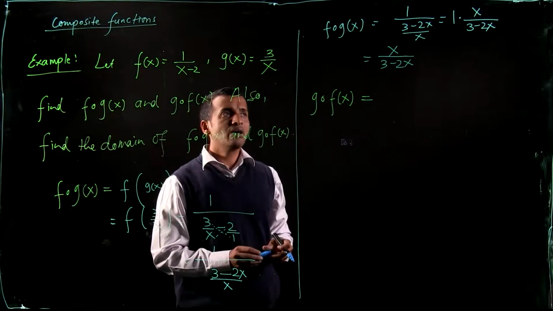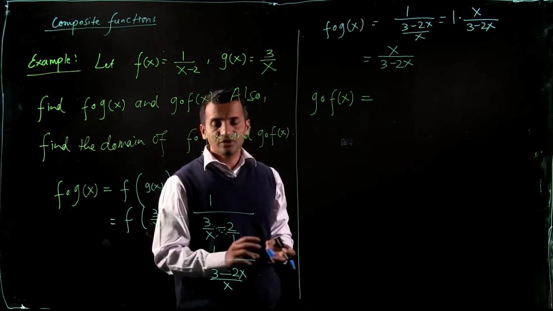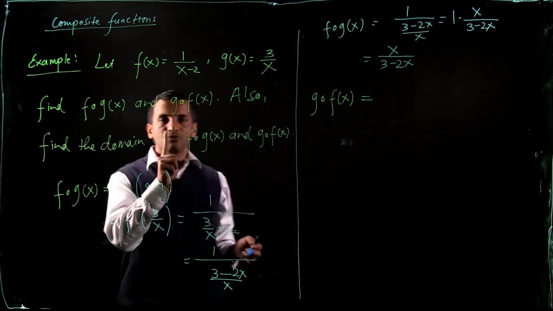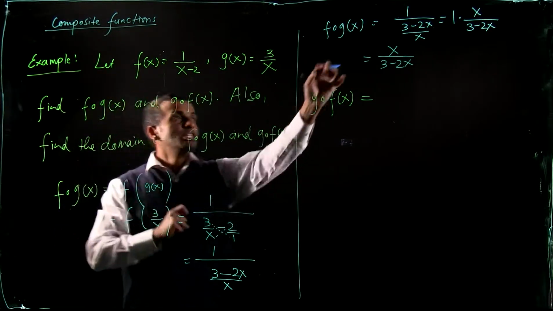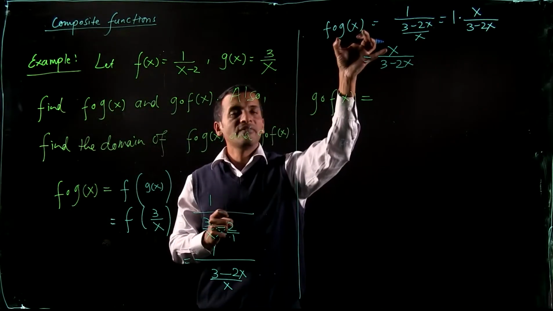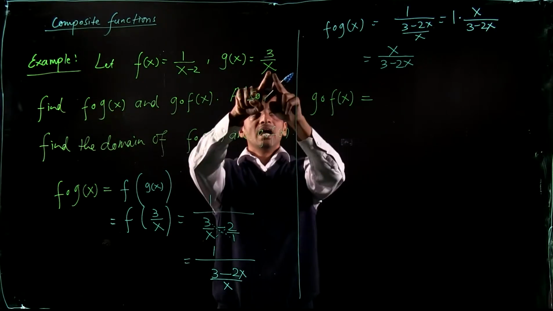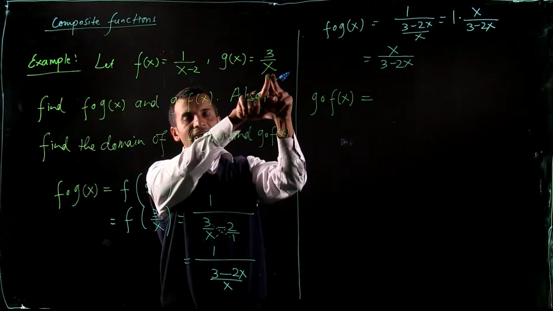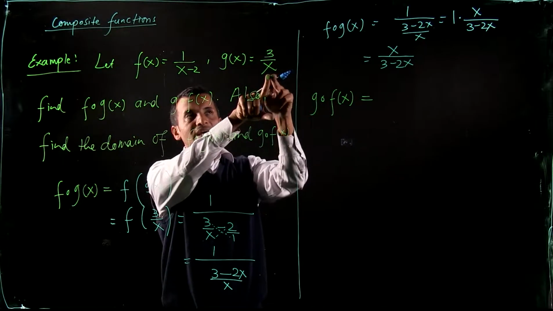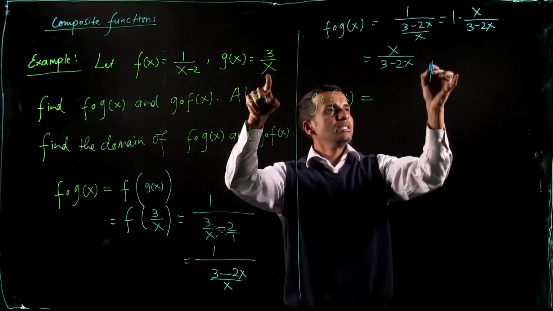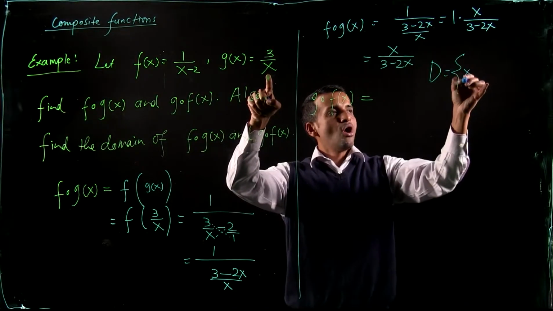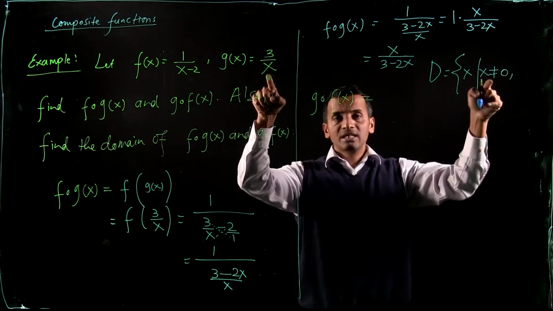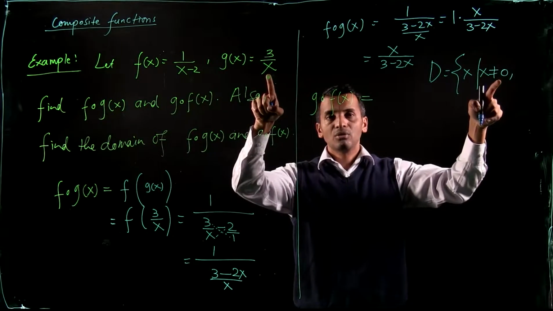Now you want to find out the domain of the composite function, okay? How do I find the domain of the composite function? So for that, you need to first find the domain of g(x). What value of x is not good for g? x equals 0 is not good for g, right? Because when you write x equals 0, then you will get infinity. So the domain is all real numbers except x equals 0. x equals 0 is not good, that's why x not equals 0.